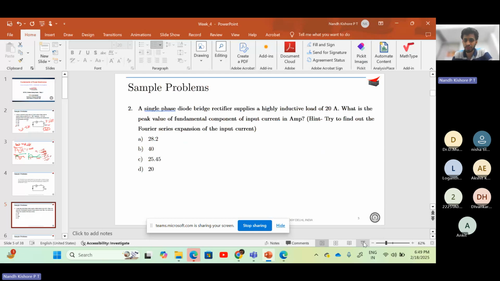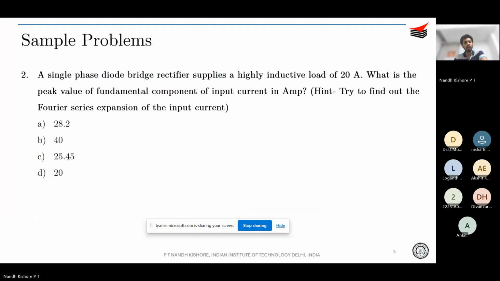Okay, it's 6:49. So as usual, we will see some questions by solving and some questions we can just see using the solutions. Okay. A single phase diode bridge rectifier supplies a highly inductive load of 20 amperes. What is the value of the fundamental component of the input current in amperes?